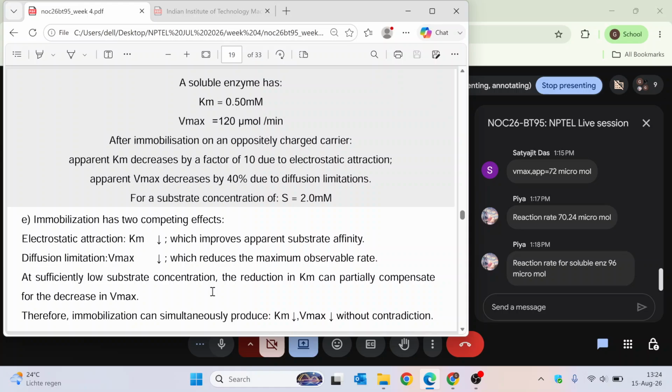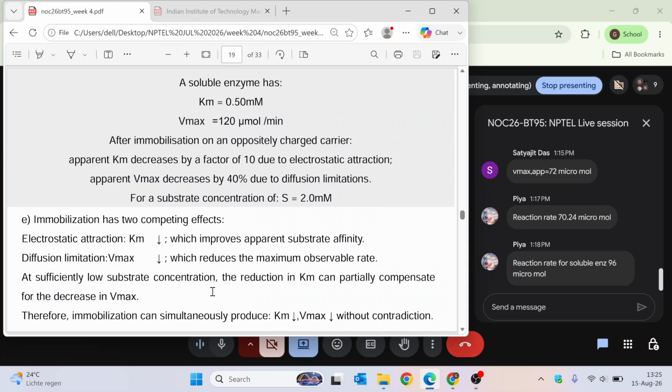Up to this, I think it was doable because that was very basic, and you have to explain like why Vmax is decreasing. So that was the final question. So your immobilization has two competing effects. One is electrostatic attraction, where your Km will decrease and it improves the substrate affinity. And one more thing is the diffusional limitation. So your Vmax lowers. So it reduces the maximum observable rate.